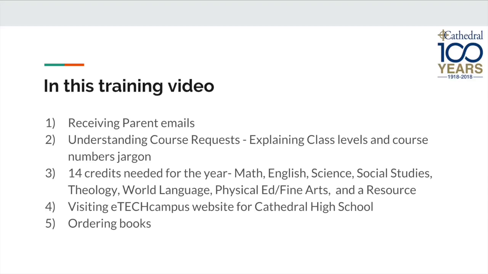2, understanding course requests, specifically explaining class levels and course number jargon. Number 3, verifying that your child has the 14 credits needed for the year that would cover math, English, science, social studies, theology, world language, physical education, possibly fine arts, and a resource. Number 4, visiting the eTECHcampus website for Cathedral High School. And number 5, I will go through step-by-step instructions on how to order books.